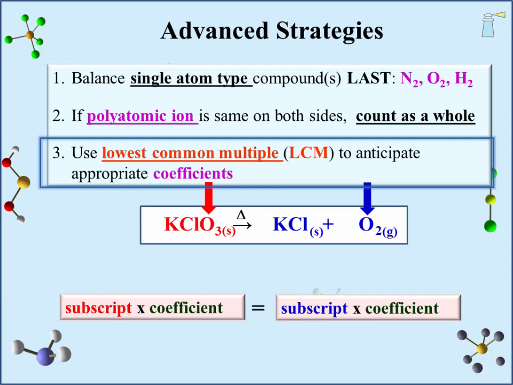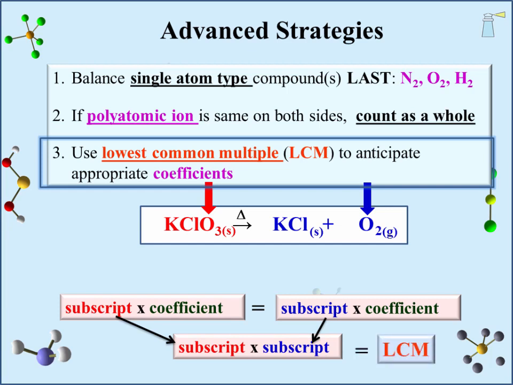In cases where the addition of a single coefficient value does not balance the atom type, multiply the subscript on the atom from the reactant side by the subscript on the atom on the product side. This will give that LCM. That LCM is the target value for multiplication of a subscript times the coefficient. In this equation, the LCM is found by multiplying the 3 from the reactant side oxygen by the 2 from the product side oxygen. The LCM is therefore 3 times 2 for a product of 6.